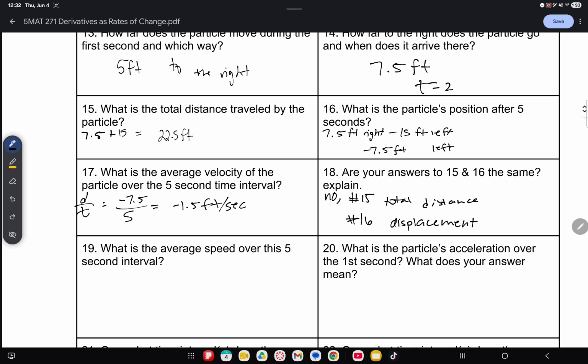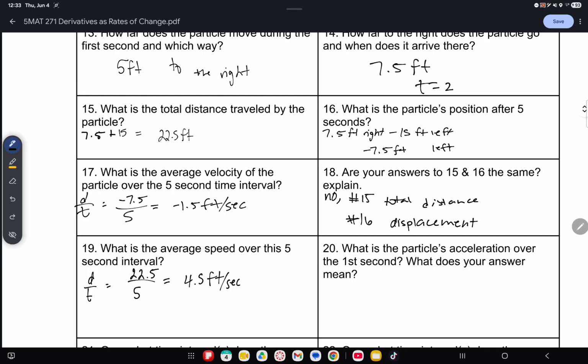Right, what is the average speed over this 5-second interval? So the entire 5-second interval, if we're looking at, again, a total distance over time, we traveled a distance of 22.5 feet in 5 seconds. So that's 4.5 feet per second.